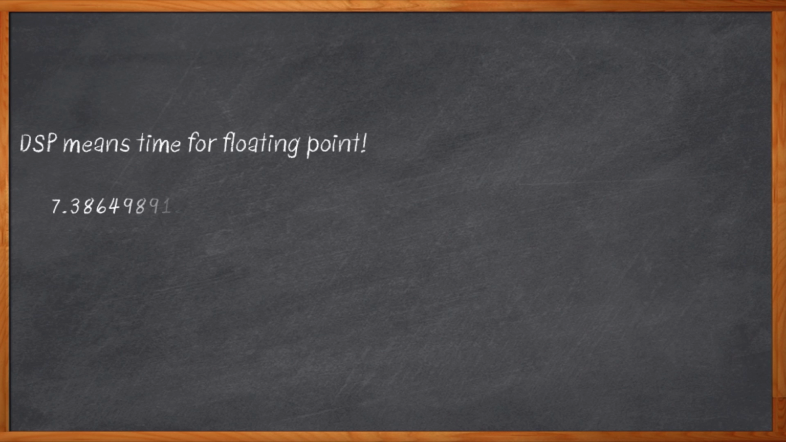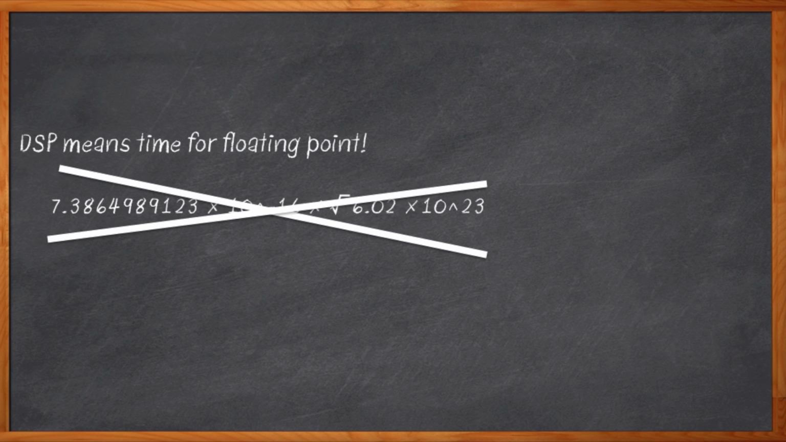When I'm doing DSP designs, I always start out with big old floating point numbers. That way, none of my calculations get too upset when I try to multiply by 7.38649899123 times 10 to the minus 16 power by the square root of 6.02 times 10 to the 23rd. Wait, wasn't that some kind of chemistry thing?